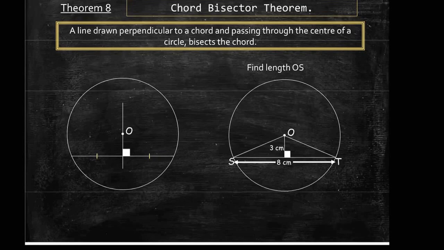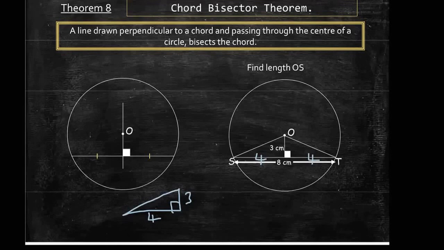Now, from there, you might be asked to work some things out like this. Here I've said find the length OS, so from O to S. Now by knowing that this bisects, straight away we can say this must be 4 centimetres and this must be 4 centimetres. I've got myself a right angle triangle which has a height of 3 centimetres, a base of 4 centimetres.